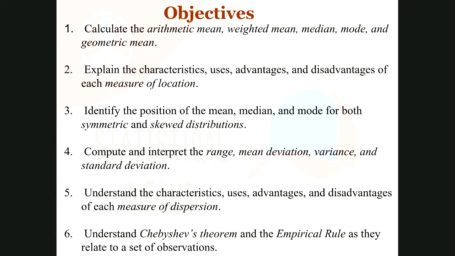The third objective, identify the position of the mean, the median, and the mode for both symmetric and skewed distributions. Number 4, compute and interpret the range, mean deviation, variance, and the standard deviation. Number 5, understand the characteristics, uses, advantages, and disadvantages of each measure of dispersion. And number 6, can somebody pronounce that name? I'll give you a bonus mark if you can. Understand whose theorem?